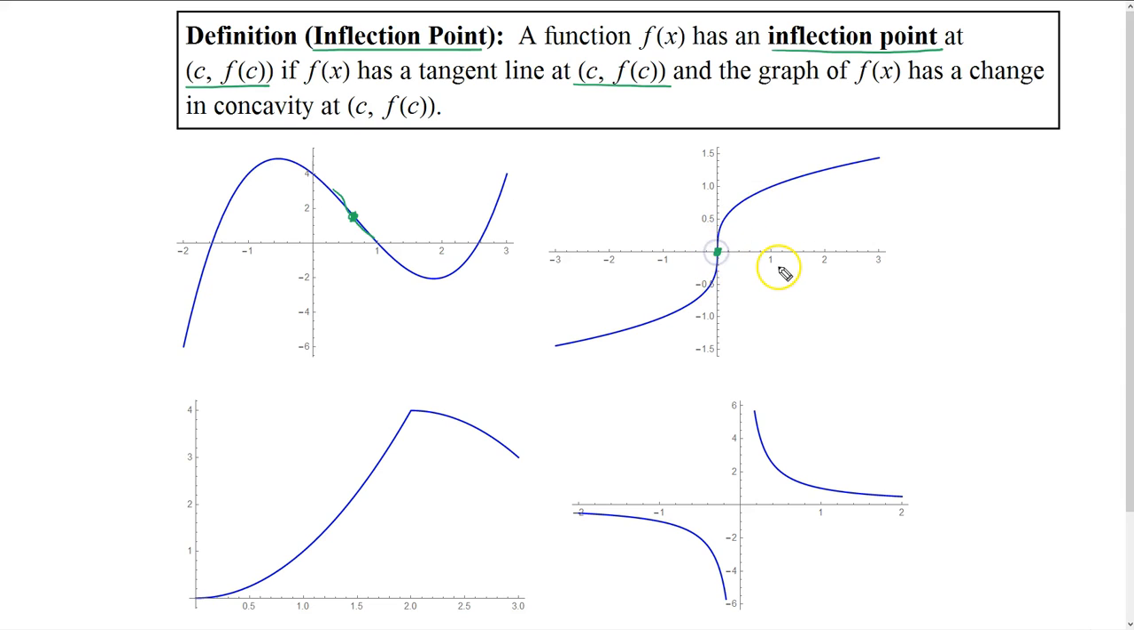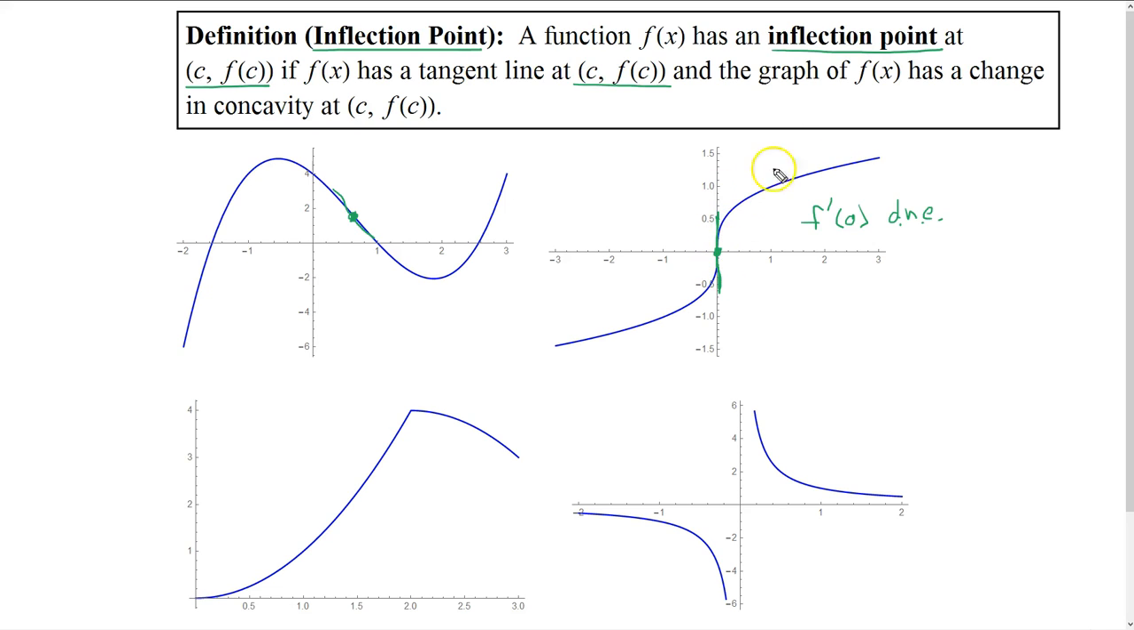If we look at this graph over here, it looks like we have a change in concavity right there at (0, 0), concave up and then concave down. Now, the one interesting thing to note here is technically the derivative does not exist at 0, and that's because our tangent line is actually vertical. A vertical line does not have a slope, right? So our derivative does not exist. However, the function does still have a tangent line at that point.